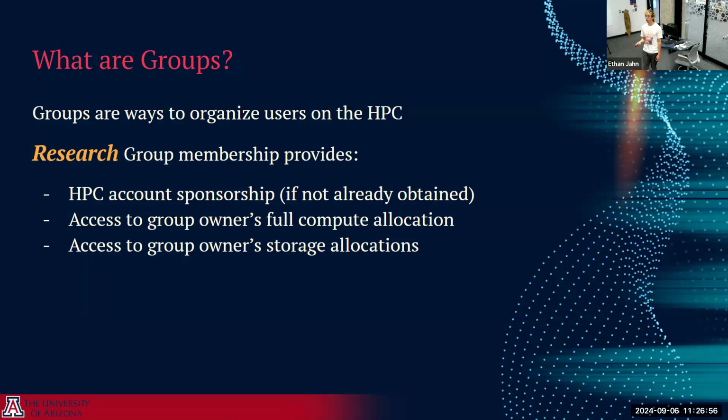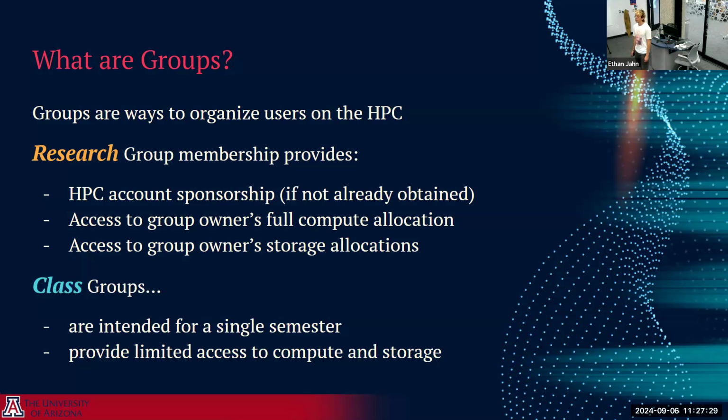One sort of caveat to this idea about groups is each PI can create multiple groups, but each PI only receives one allocation. Does that make sense? So you only get a certain number of CPU hours, but if they want to organize their group members in a certain way, they can create multiple different groups, but each of those groups shares the same allocation of compute and storage resources. And then class groups, we did talk about this, are intended for a single semester and provide limited access to compute and storage. So if you somehow join a class group initially and then you want to use the HPC for research, you'll need to find a research group to join.